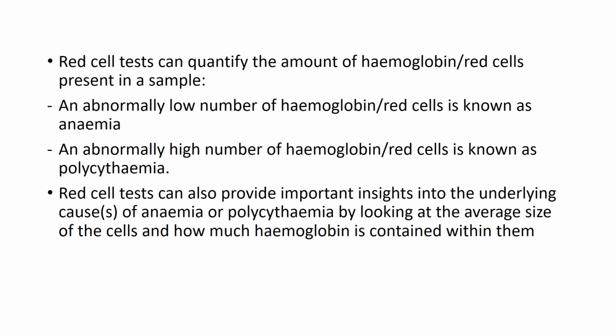Red cell tests can quantify the amount of hemoglobin and red cells present in a sample. An abnormally low number of hemoglobin or red cells is known as anemia. An abnormally high number of hemoglobin or red cells is known as polycythemia. Red cell tests can also provide important insights into the underlying cause of anemia or polycythemia by looking at the average size of the cells and how much hemoglobin is contained within them.